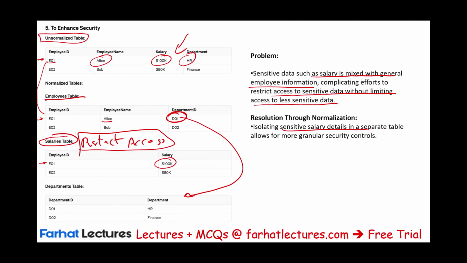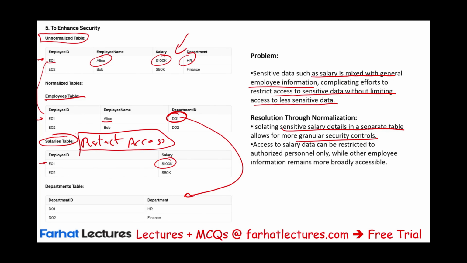Isolating sensitive salary details in separate tables allows for more granular security controls. And this is what we want. We want to be able to give access only to the right people, authorized personnel only, while other employee information remains more broadly accessible. So what we did is we looked at a few problems, and we saw how data normalization would solve the problem. So this is an introduction. The next thing, we're going to go into the details: first NF, second NF, and so on and so forth, to see how it gets done, mechanically.